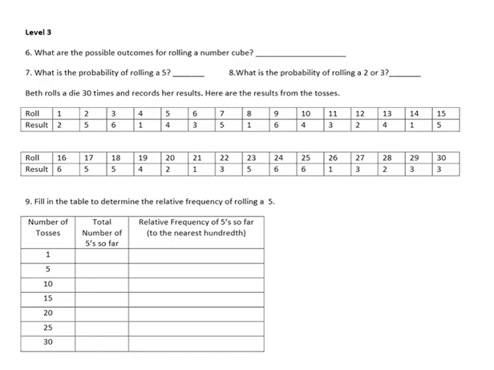The level 3 questions have to do with estimating probability. What are the possible outcomes for rolling a number cube? A number cube has 6 numbers: 1, 2, 3, 4, 5, 6. Remember that the possible outcomes are what could happen. The probability of rolling a 5: since there is 1 5 and 6 numbers, the probability is 1 out of 6.